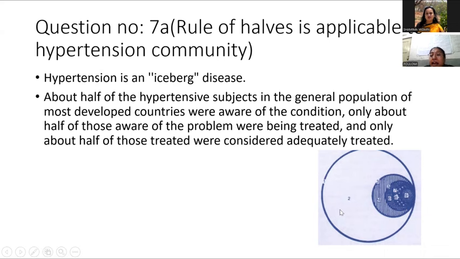With this, you can draw this diagram. This is a classical diagram of the rule of halves. Circle 1 represents the whole community. Circle 2 represents the persons who are hypertensive. Circle 3, those who know they are hypertensive, and so on.